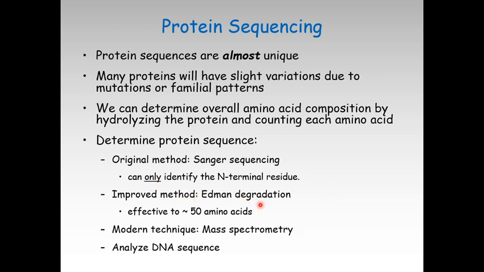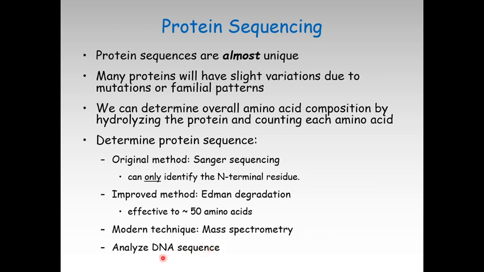Improved methods involve Edman degradation, which can effectively identify up to about 50 amino acids. Now, these two methods are not commonly used these days because much improved methods have already come into existence, such as mass spectrometry. This is one of the most common methods that you would turn to if you want to sequence your protein. Now, the requirement for sequencing a protein is not always the choice of a scientist.